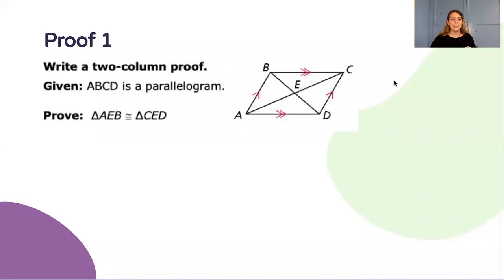Okay, the first one says write a two-column proof. What we know is that ABCD is a parallelogram. Prove that triangle AEB is congruent to triangle CED. So what I do is I'm going to mark up the picture with what I know from my given.